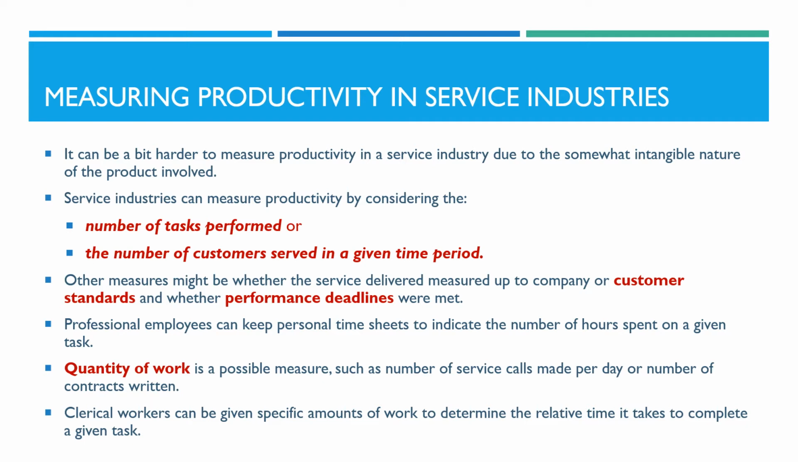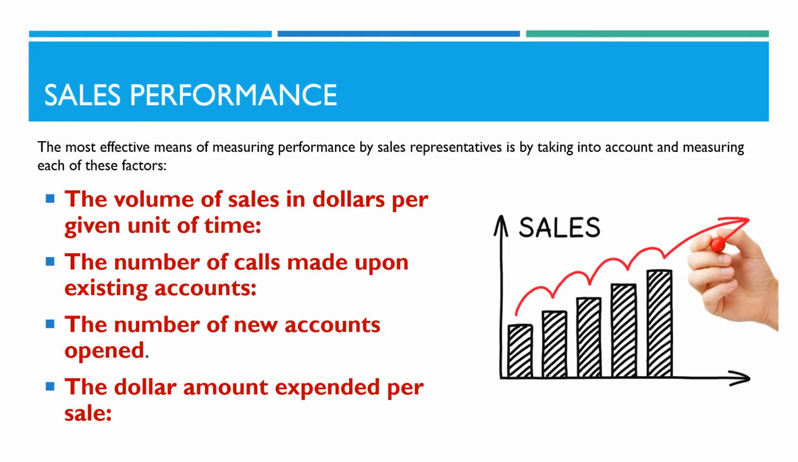Quantity of work is a possible measure, such as number of service calls made per day, or number of contracts written. Clerical workers can be given specific amounts of work to determine the relative time it takes to complete a given task. The most effective means of measuring performance by sales representatives is by taking into account and measuring each of these factors: the volume of sales in dollars per given unit of time, or the number of calls made upon existing accounts, or the number of new accounts opened, or the dollar amount expended per sale.